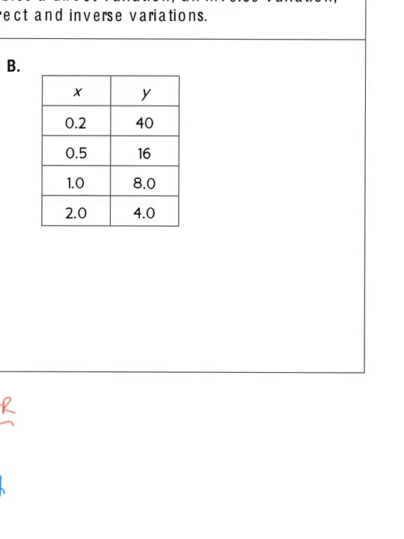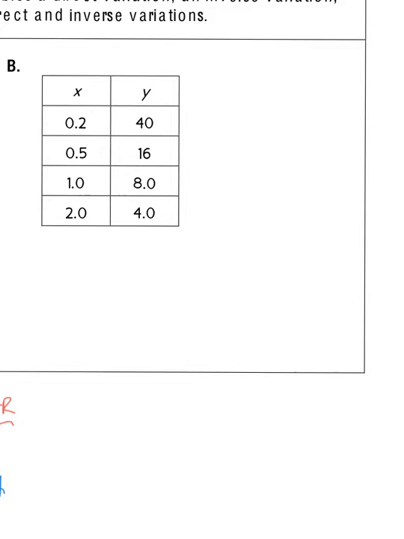So pause the video, divide y by x. If that doesn't work, multiply x by y. If that doesn't work, then it's neither direct nor inverse variation. So pause the video, figure it out, restart the video. Okay, so hopefully you determined that if you divided, you didn't get the same thing, because we already divided 40 by 0.2 and I told you that was 200. So 16 divided by 0.5 is 32.